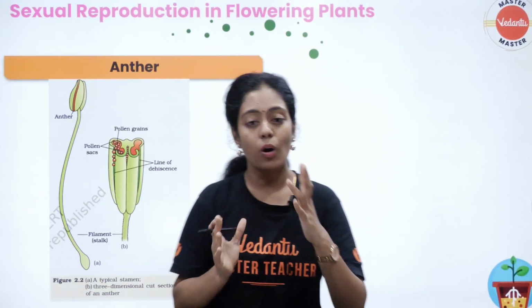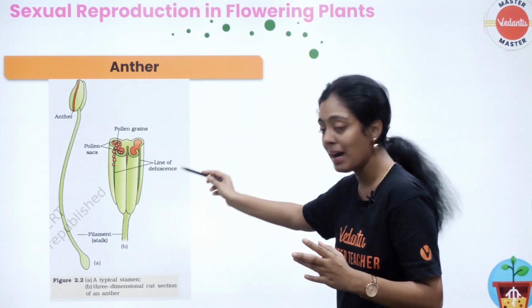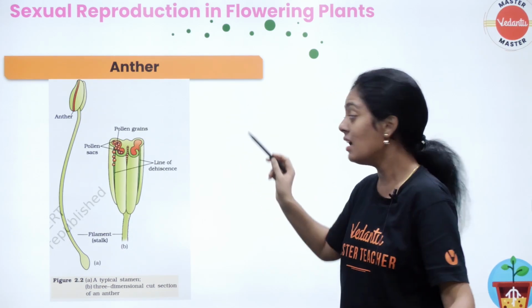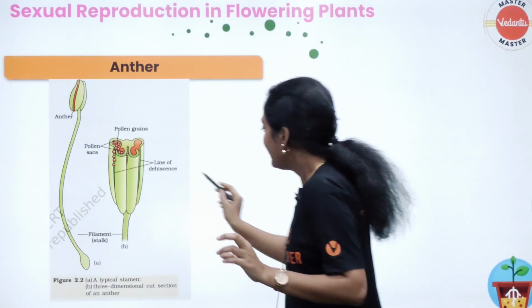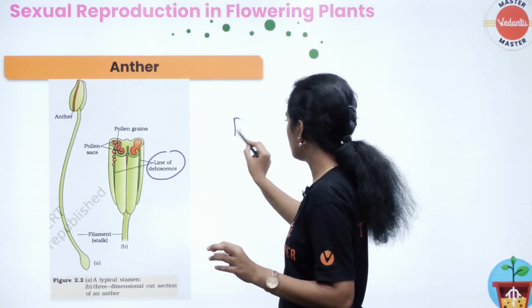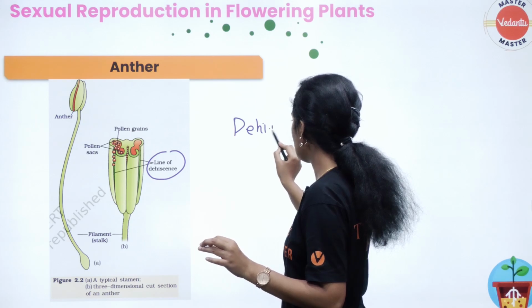I already discussed, you can see the anther is a bilobed structure. It has 4 theca. This is a picture from your NCERT. And here they have given the word dehiscence. Okay, so this is very very important.